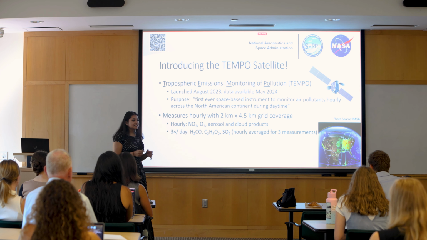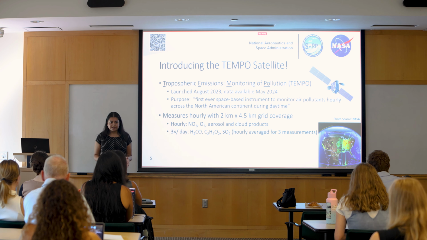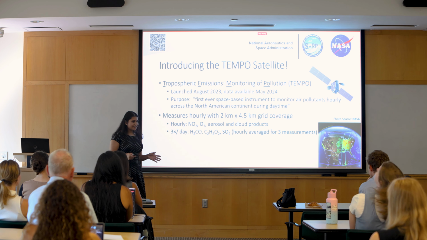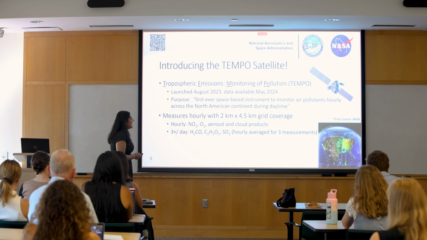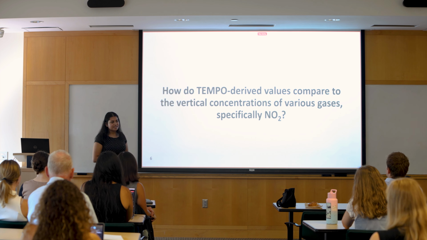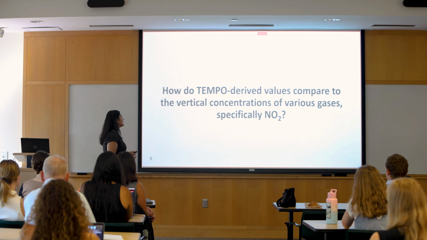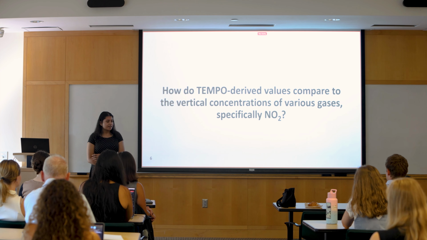daytime. And in addition to providing hourly measurements, it does it with an insane grid coverage of 2 by 4.5 kilometers. When I heard all this during the first few weeks, I knew that this is a satellite I wanted to work with. And as such, that brings me to my research question that I've spent the past few weeks studying. How do TEMPO-derived values compare to the vertical concentrations of various gases, specifically nitrogen dioxide?